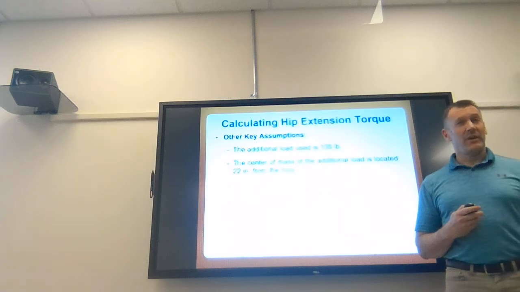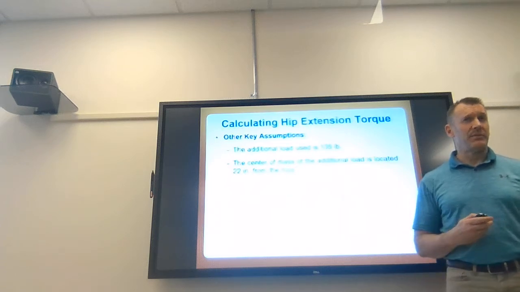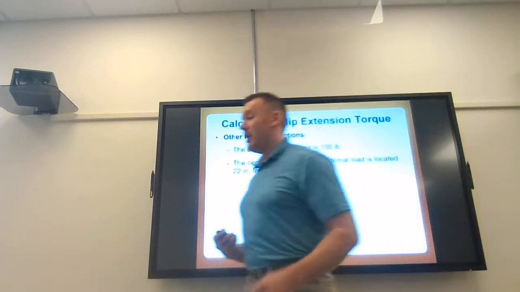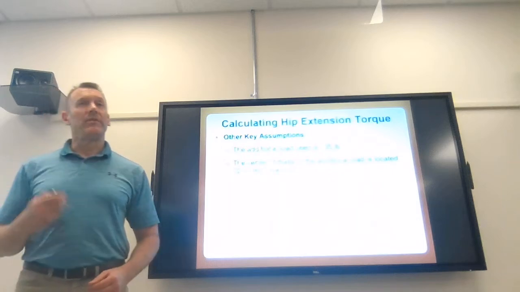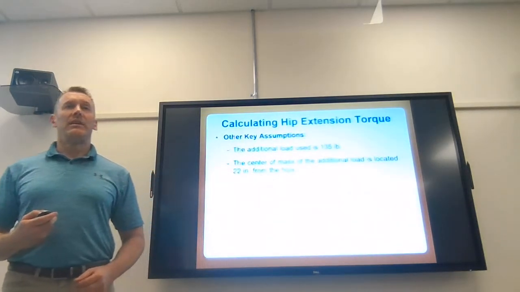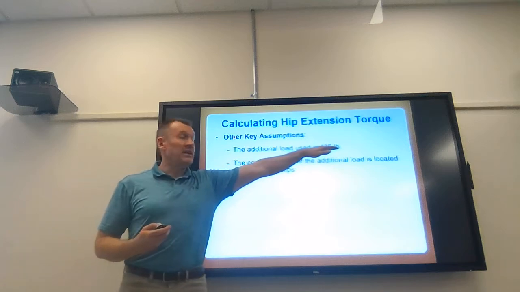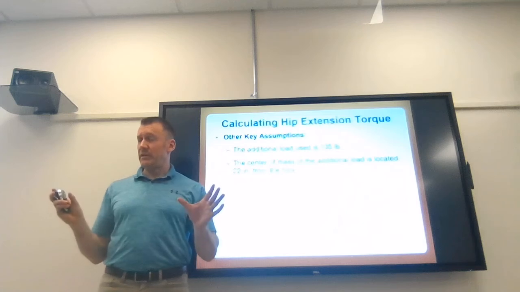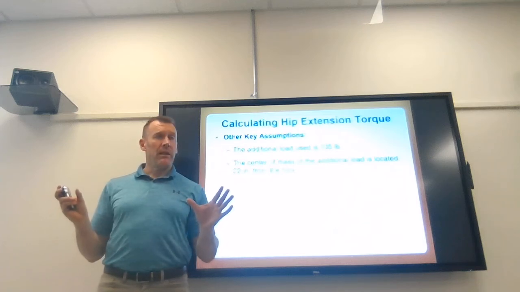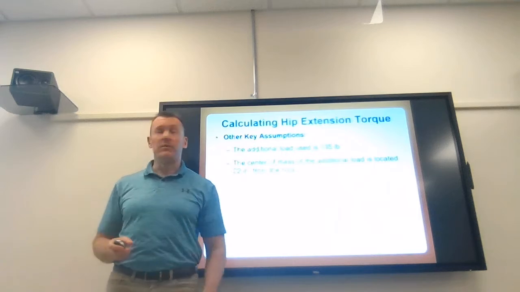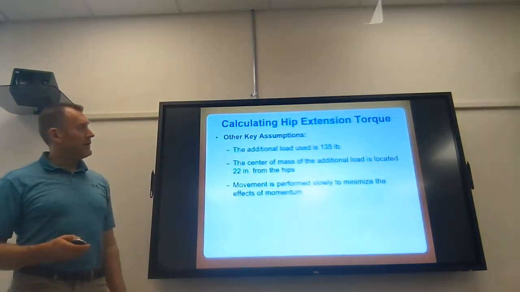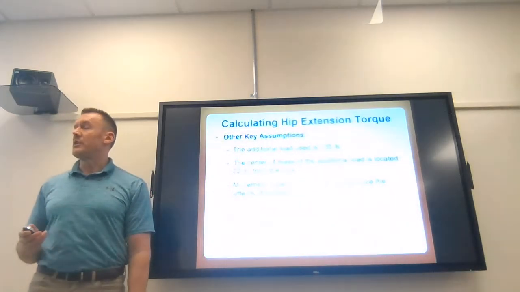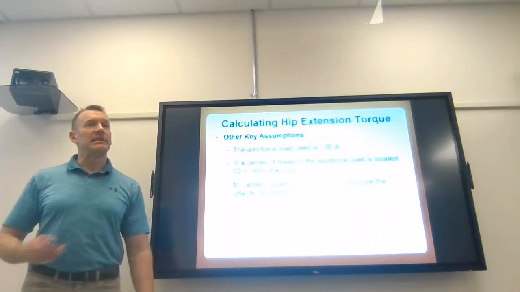So you have two torques acting about the hips that you have to add together. The head, arms, and trunk create torque due to weight, and the additional weight held on the shoulders also creates torque. We can calculate the resistive torque for those parts and then put them together to create the total torque. The movement is performed slowly to minimize the effects of momentum, so we're just talking about how much torque the hamstrings have to overcome.